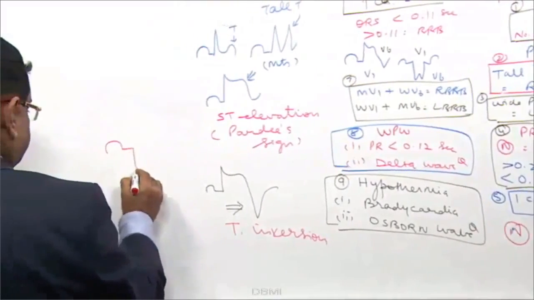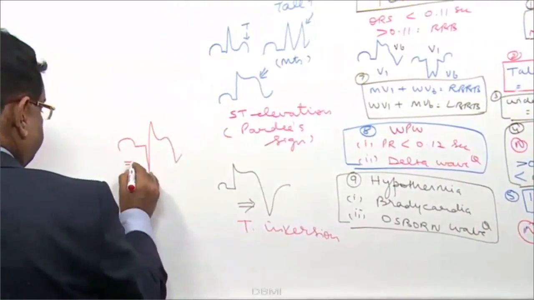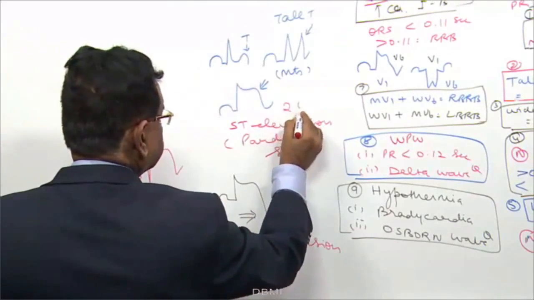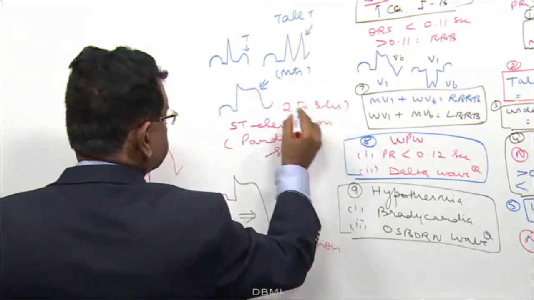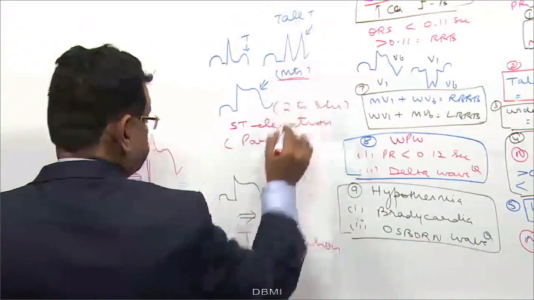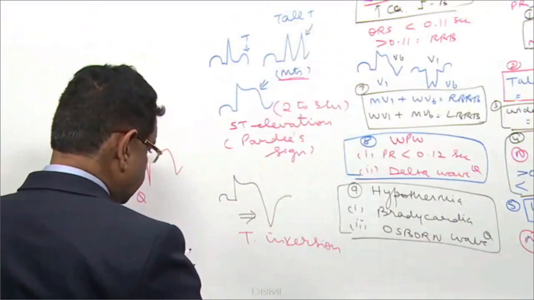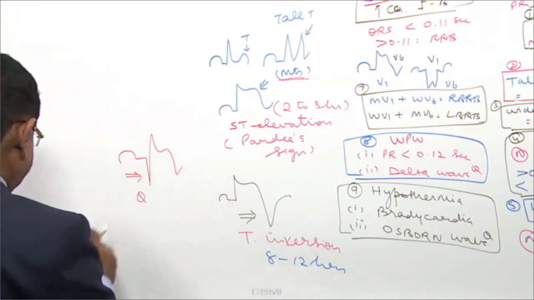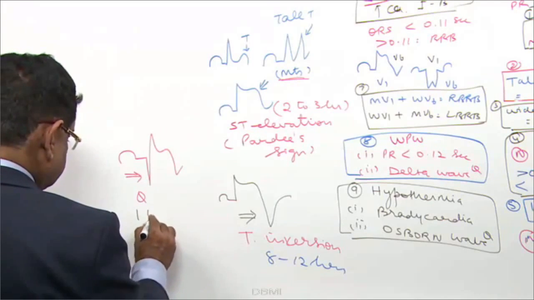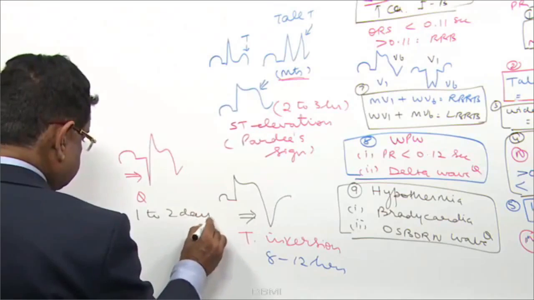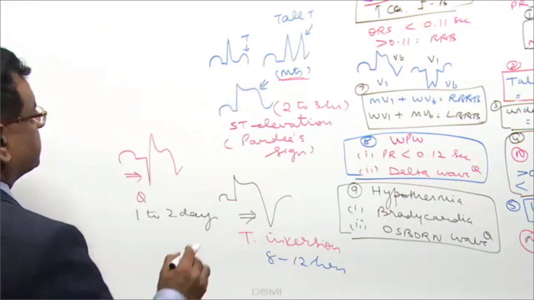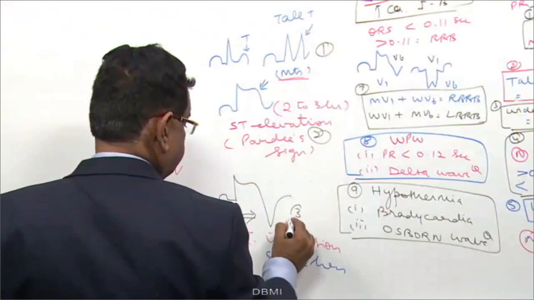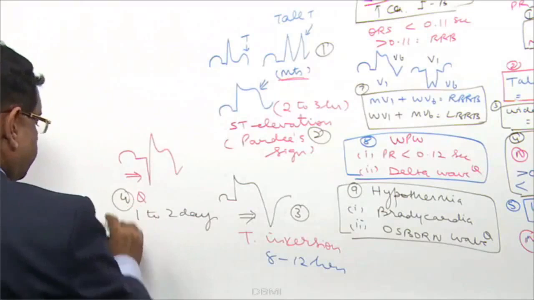This is the Q wave. Tall T occurs in minutes. This ST elevation occurs in 2 to 3 hours. T inversion occurs in 8 to 12 hours. And Q wave comes in 1 to 2 days. So this is the first finding, this is the second finding, T inversion is the third, and the Q wave is the fourth finding.